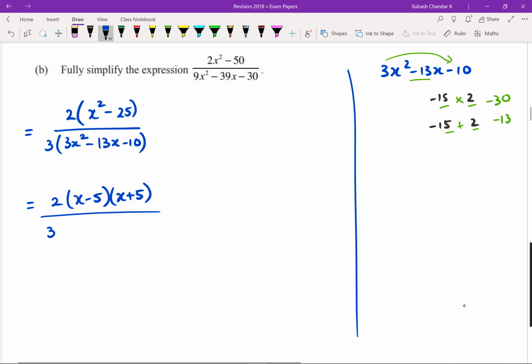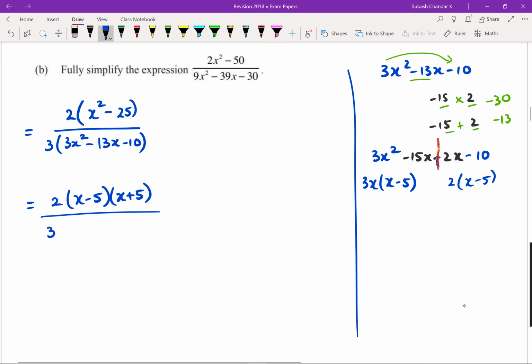So then what I can say is I've got 3x squared minus 15x plus 2x minus 10. And at this point, I want to split them up and factorize the two terms on the left-hand side and the right-hand side. So on the left-hand side, I've got 3x as a common factor, which means it'll be x minus 5. And then on the right-hand side, I've got 2 as a common factor. So it'll look like this.